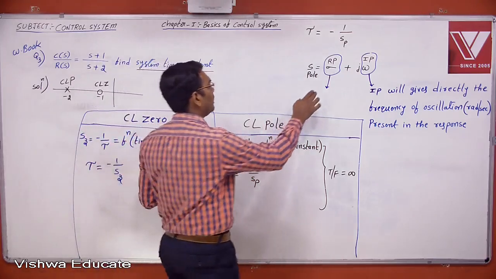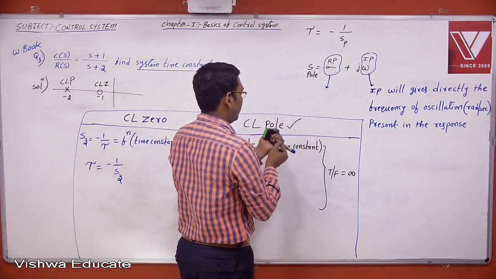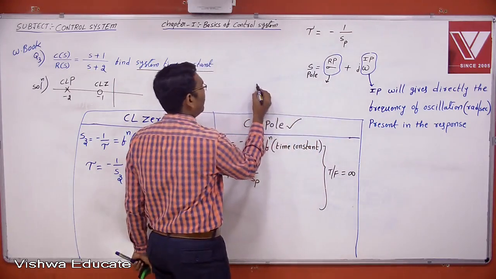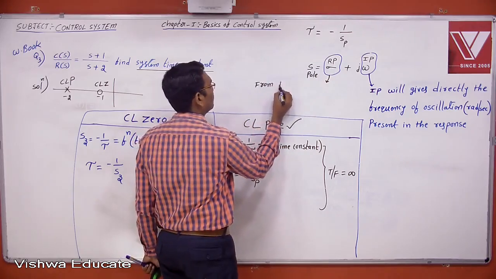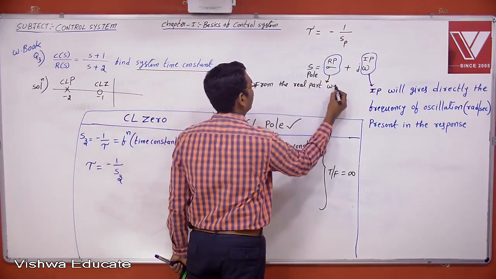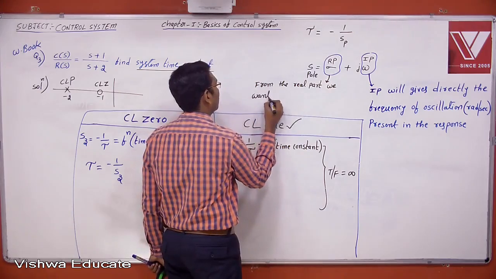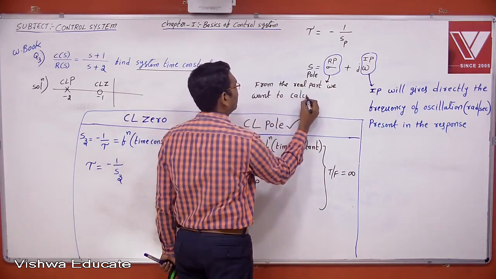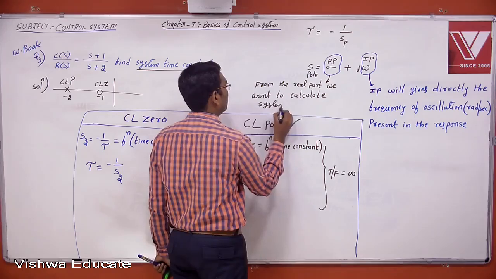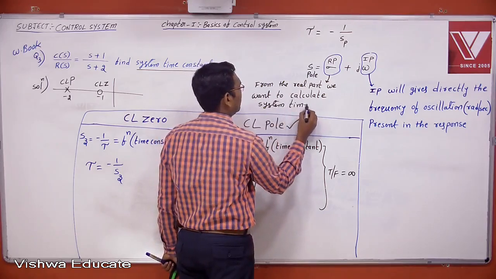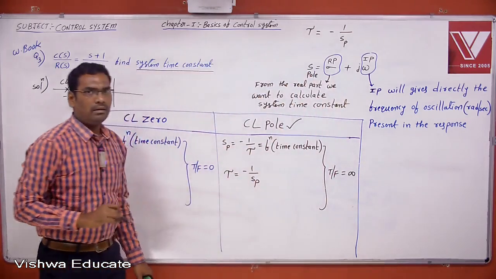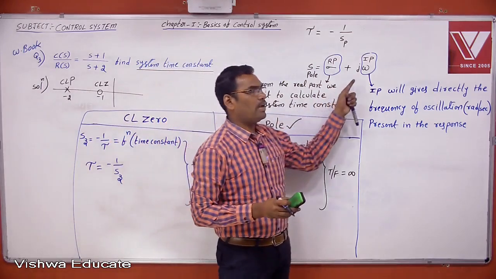Sir, what about the real part? What is the real part giving? What type of information will the real part give to us? Now, this is the real part. From the real part, we want to calculate the system time constant. See here, two definitions you should clearly understand.